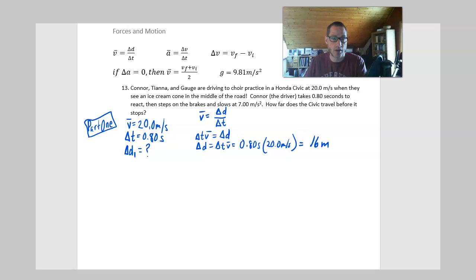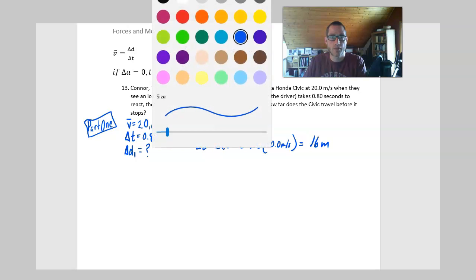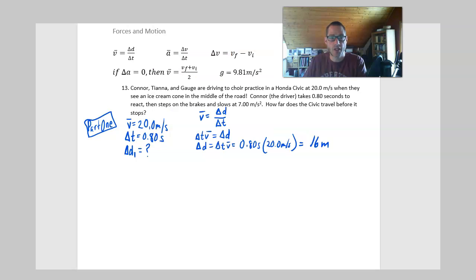So, second part. How far does the car go when the brake is applied? So this is going to be called part two. Okay, now I'm just regretting not using another color. Boom. Let's do another color here. Try this. Hopefully you can see the screen. Part two. There we go.